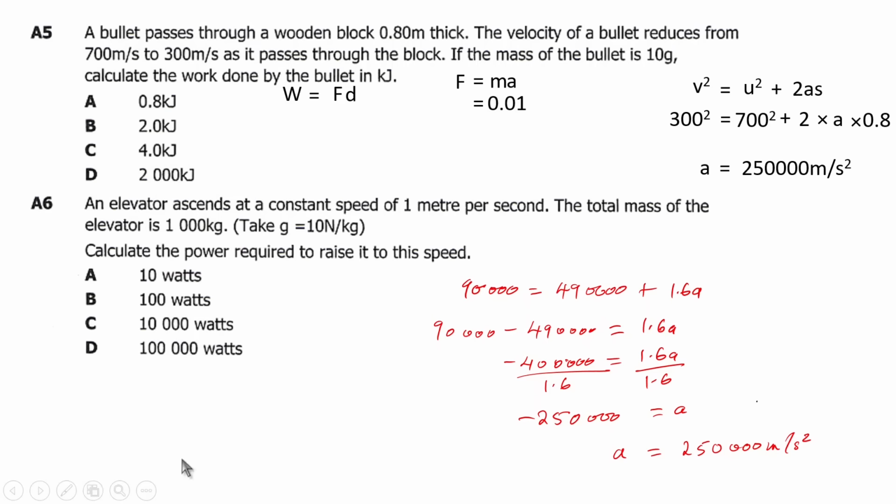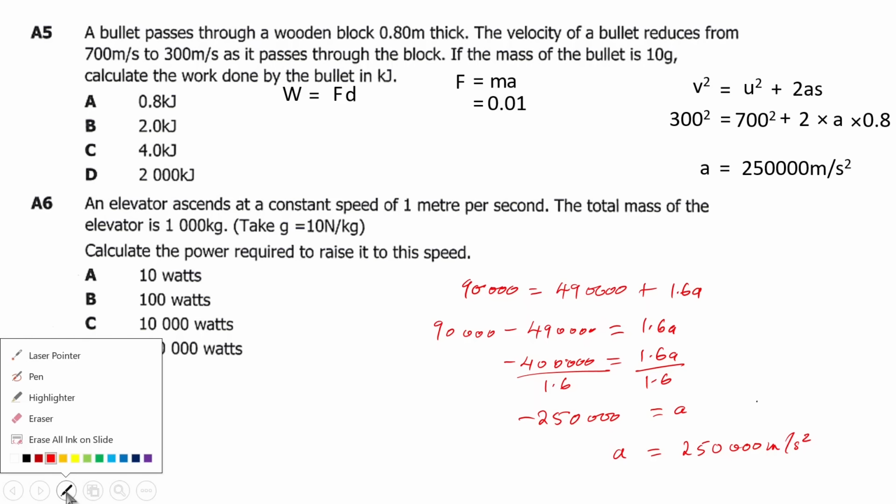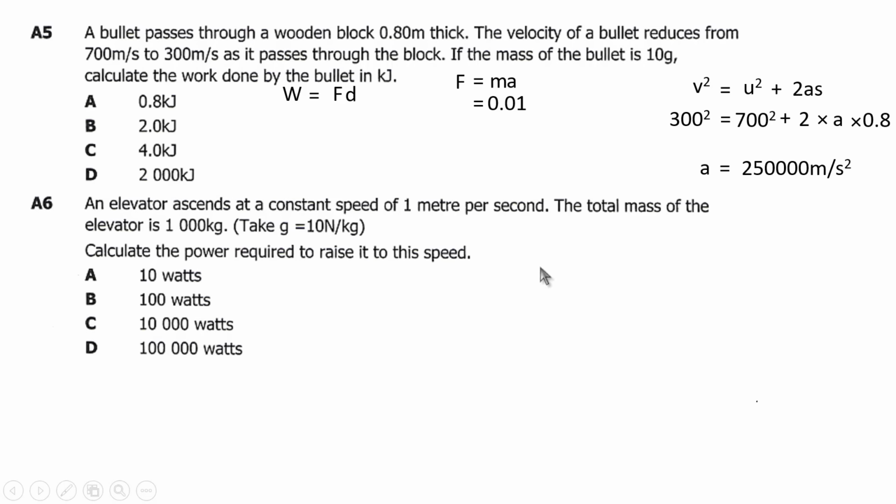Now after you find that value, what comes next is to substitute. You say force is equal to mass times acceleration. The mass of the bullet is 10 grams, and you convert this gram to kg by dividing by 1000 for it to go to kg.